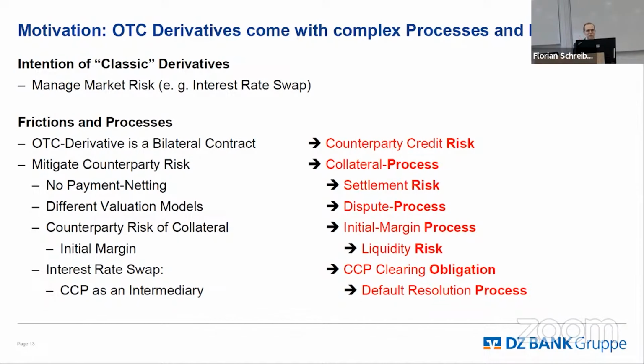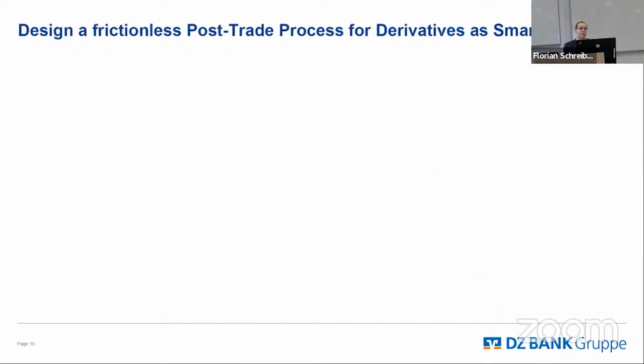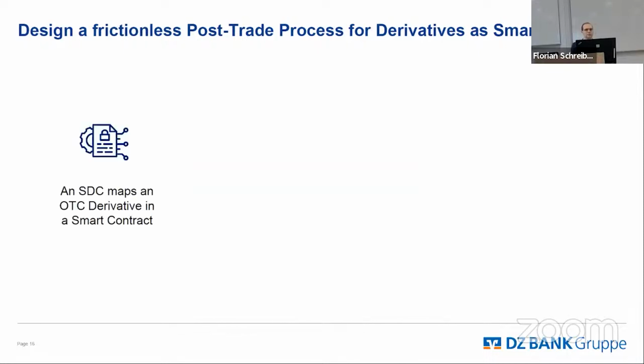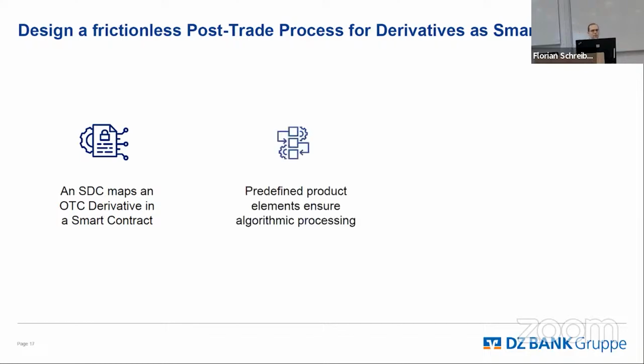So would you like to digitize the existing world? I think you wouldn't do that. The better way is to just start from scratch. And this is what we did: we rethought the post-trade lifecycle for such a derivative and said, okay, just try to implement a smart contract which maps an OTC derivative into a digitized form. To do that, we need to have predefined product elements in place which ensure algorithmic processing.